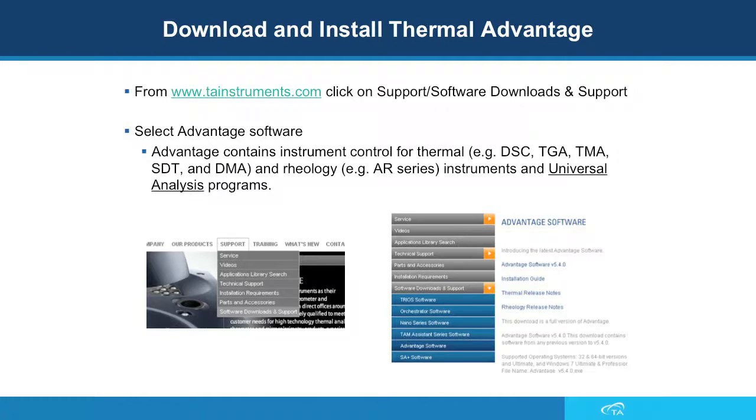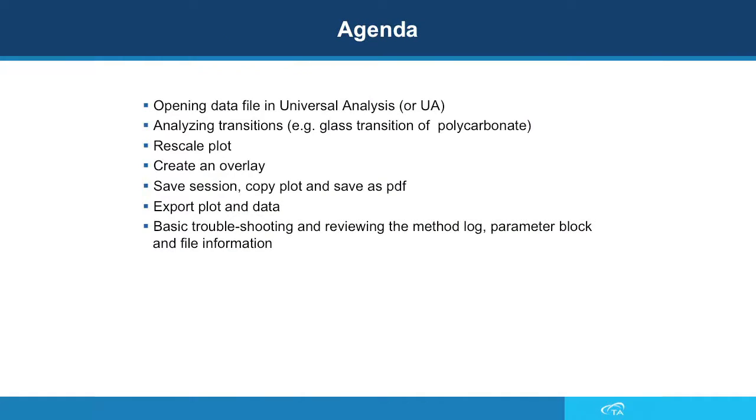The agenda for this Quick Start course in data analysis for the Q800: we're first going to start with the basics in opening Universal Analysis and opening a data file in Universal Analysis. We then analyze transition inside Universal Analysis. In an example, we're going to use a glass transition for polycarbonate. There are also some simple but useful operations inside Universal Analysis that we will show. For instance, rescaling plots, creating an overlay.